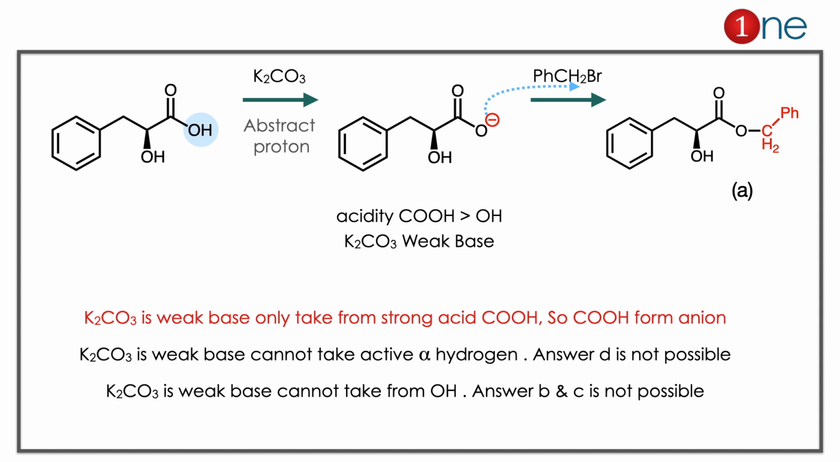Here let us discuss the other possibilities. So potassium carbonate is a weak base, only takes from strong acid. So COH forms an anion. Second point is it is a weak base, cannot abstract the proton from the alpha carbon. So the alpha hydrogen cannot be removed. So answer D, which is substitution, is not possible. Similarly, the weak base cannot take out from OH. So answer B as well as C is not possible. Here answering the question as well as excluding the incorrect answers is important.